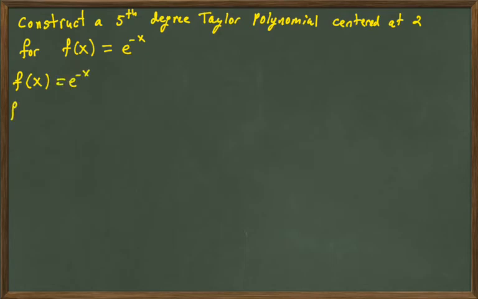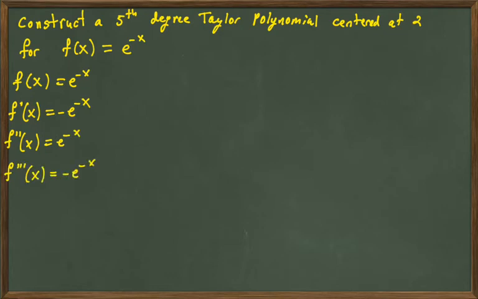So f of x is e to the negative x. First derivative would be negative e to the negative x. Second derivative would be e to the negative x. Third derivative would be negative e to the negative x. Fourth derivative would be e to the negative x, and the 5th derivative would be negative e to the negative x. So now, since it's centered at 2, we're going to evaluate each one at 2.